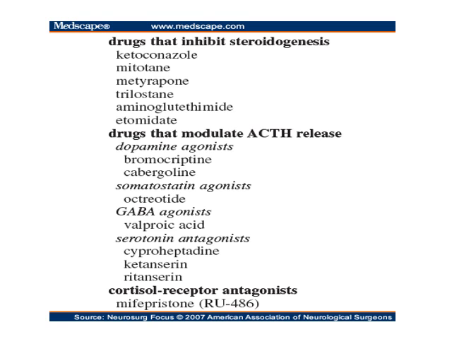Drugs that may modulate ACTH release include dopaminergic agonists, namely bromocriptine and cabergoline, and somatostatin analogues, octreotide analogues. The commonly used one is what is known as pasireotide, or the serotonin antagonist cyproheptadine. The cortisol receptor antagonist is mifepristone, and it will antagonize cortisol at the receptor level.